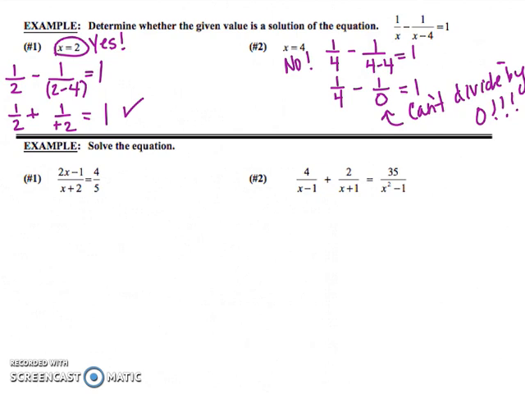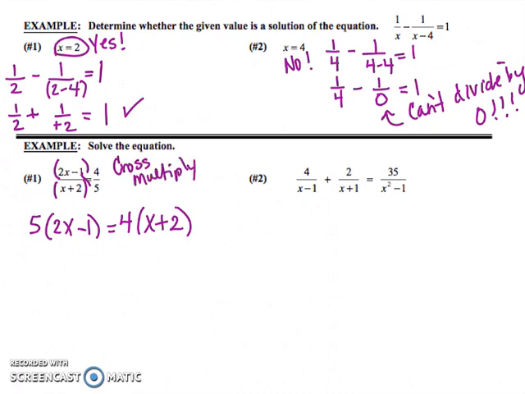My first example, number 1 here, I've basically got two fractions that are equal to each other. This is a family and this is a family, but I've got one fraction equals another fraction. So this one, I might want to just cross multiply. I might want to say that 5 times 2x minus 1 is equal to 4 times x plus 2. When you've got two fractions that are equal to each other, you can just cross multiply. Then I do distributive property. This is going to give me 10x minus 5 equals 4x plus 8.